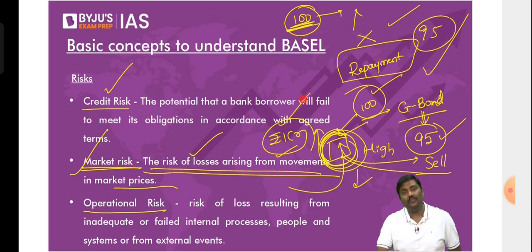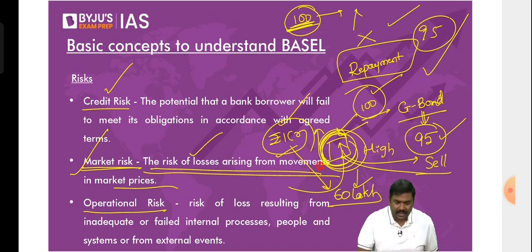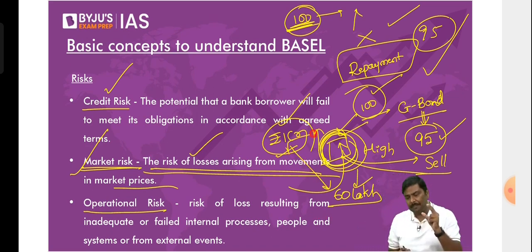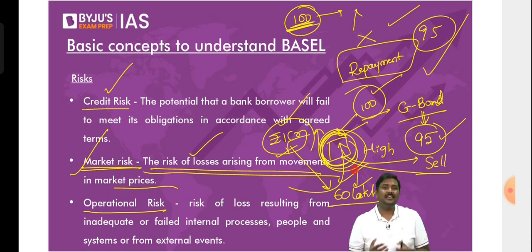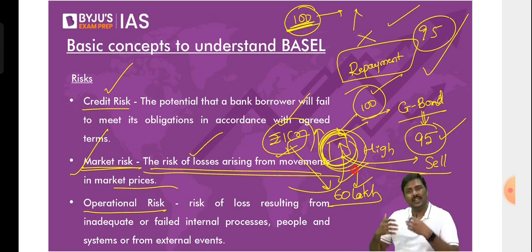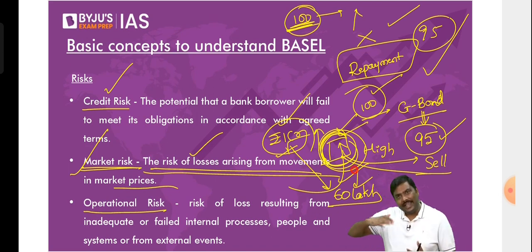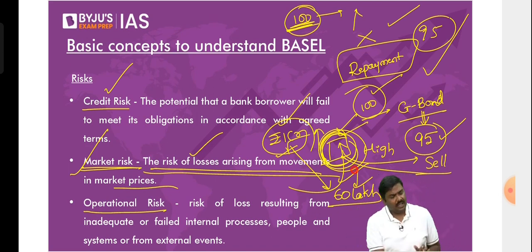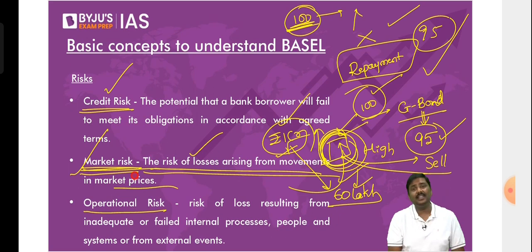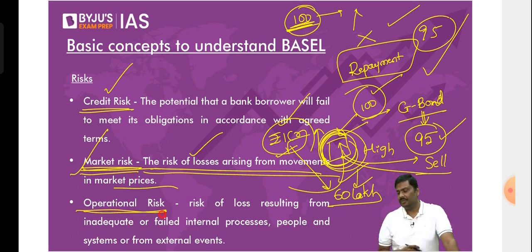And if the bank which has given a loan of 1 crore sells the house and collects, let's say, 60 lakh rupees, because of the movement in the market, have they incurred a loss? Yes. So understand this. Whenever there's a movement in the market, the value of the assets held by them, the instruments where they've invested, can change. And as a result of this, they will incur a loss. So one is credit risk, second is market risk, third is operational risk.